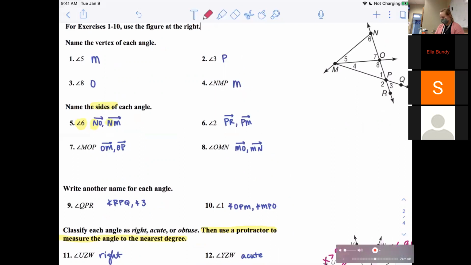Number 7, if you wrote it M-O-M-P, is it wrong? M-O-M-P. Let's see. I'm looking at M-O-P. That's this angle right here. Yes, technically, because O is the vertex. So O should be the one that they're sharing.